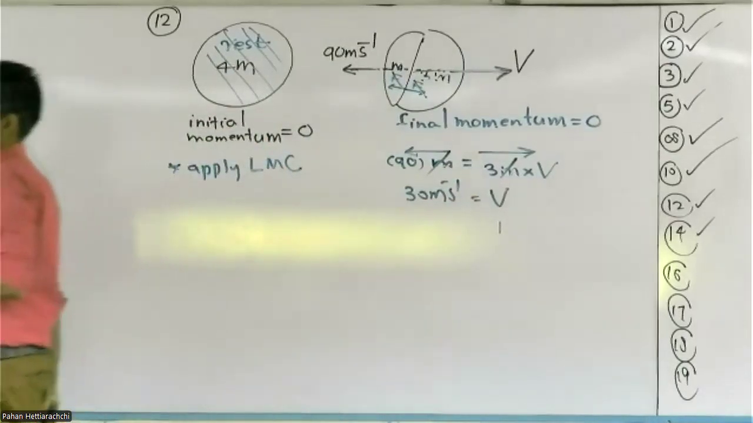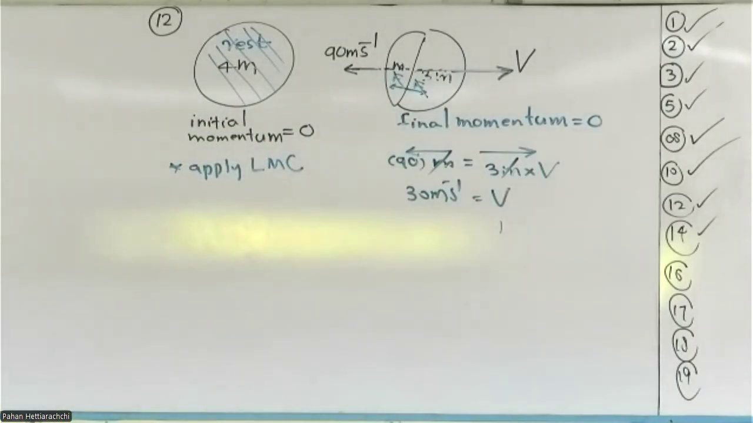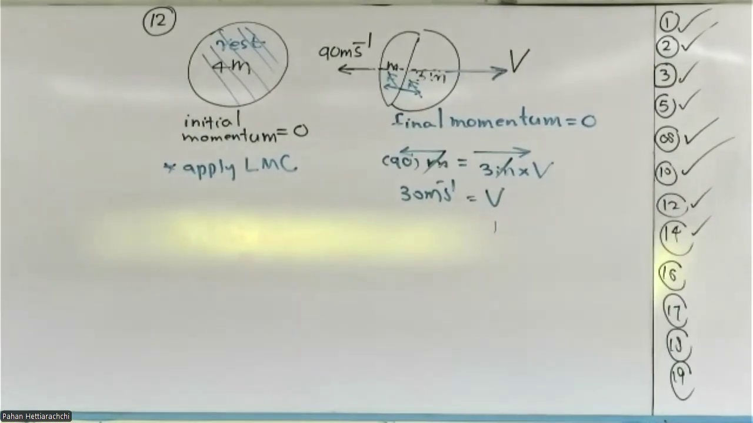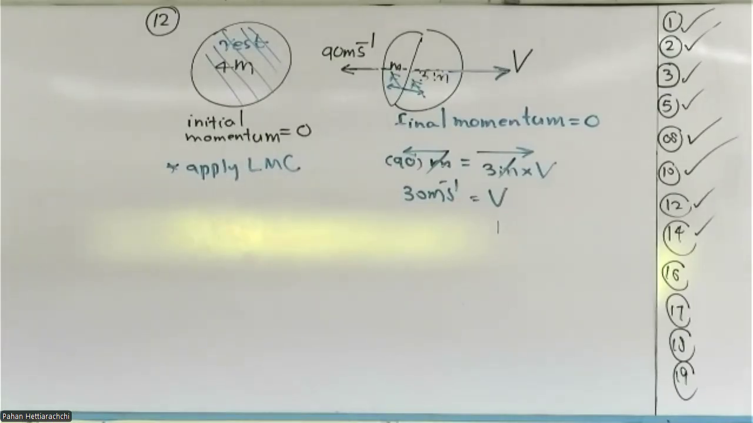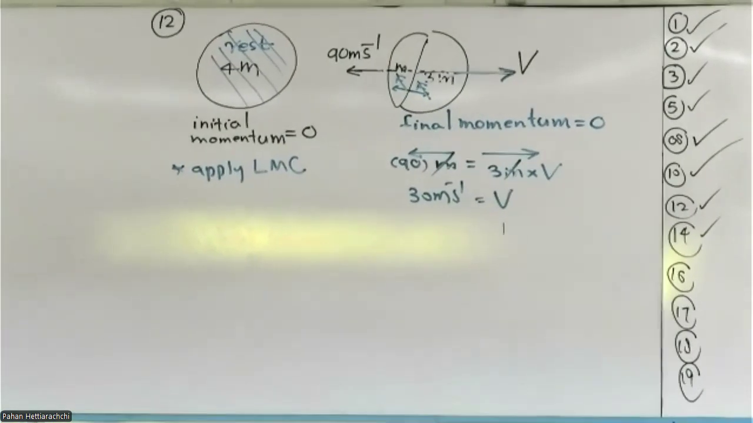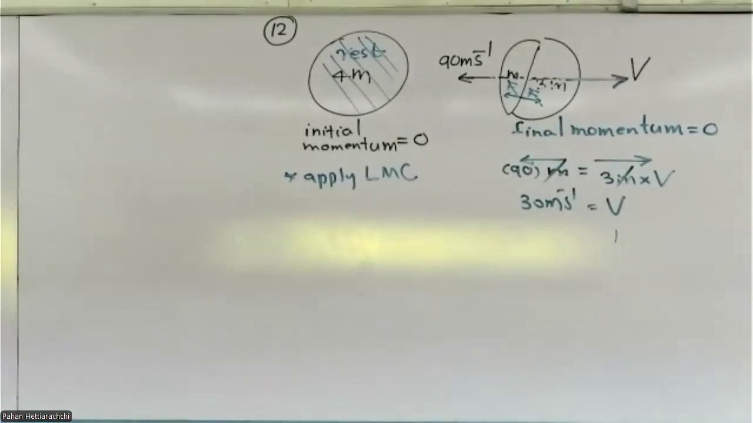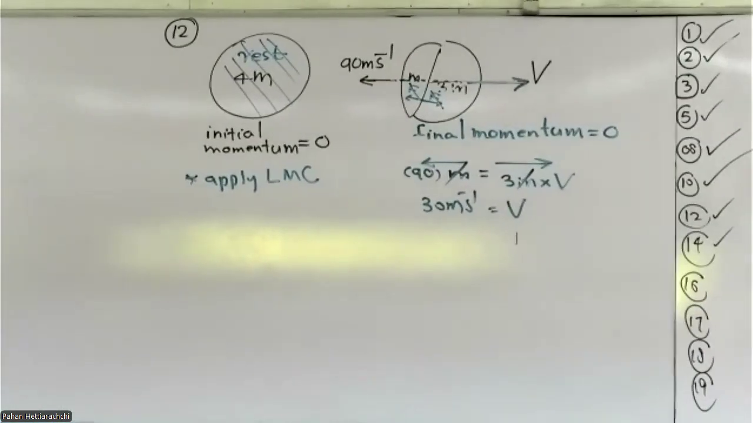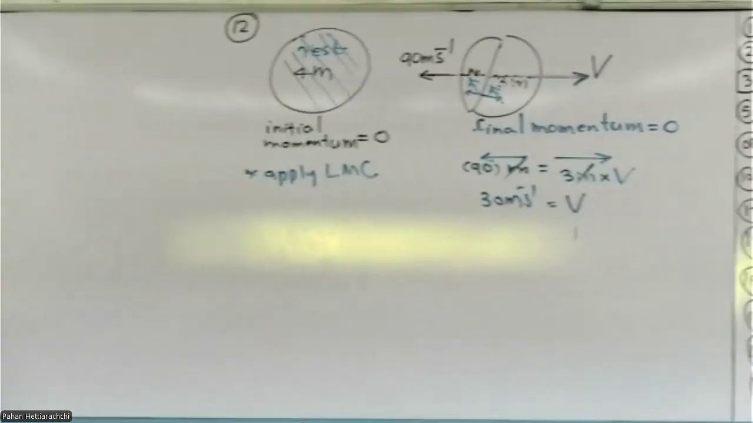So the higher mass will have a velocity of 30, exactly in the opposite direction of the 90 of the lighter mass. 90 and v are in exact opposite directions. M into 90 equals 3m into v, cancelling each other and creating a 0 momentum for the system.